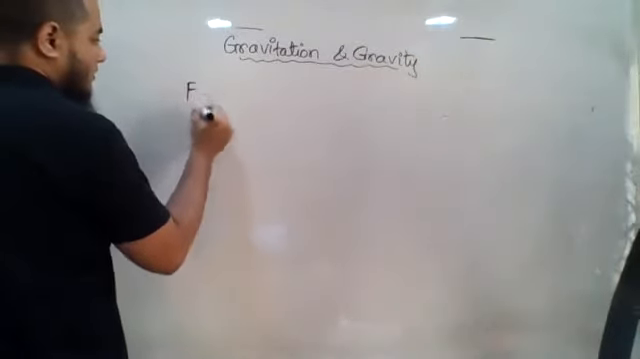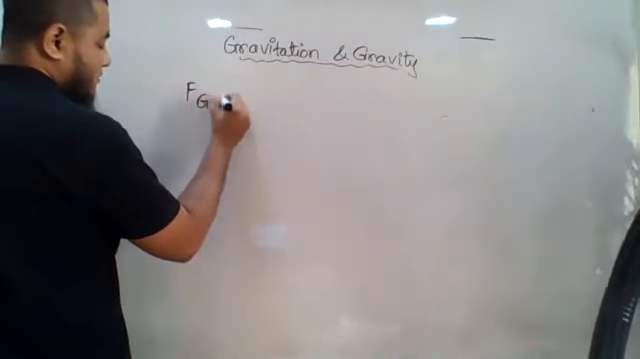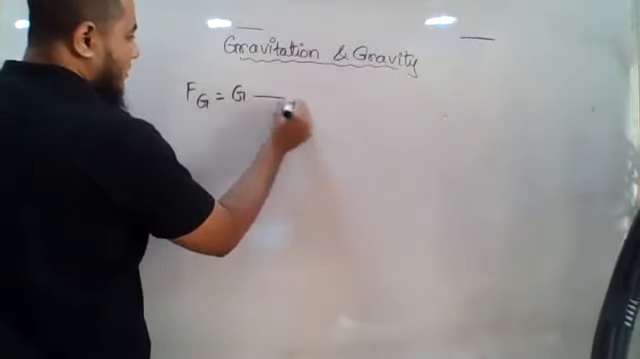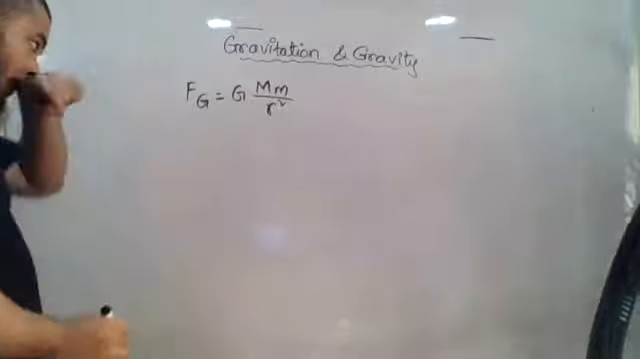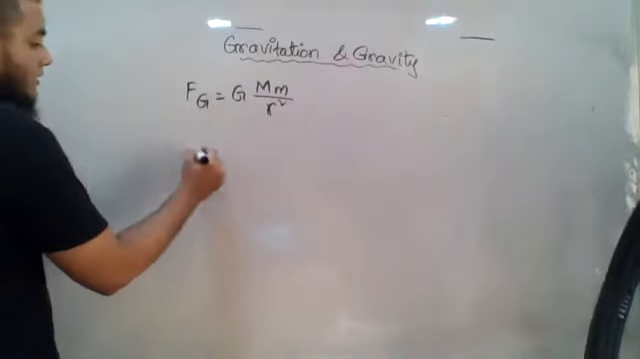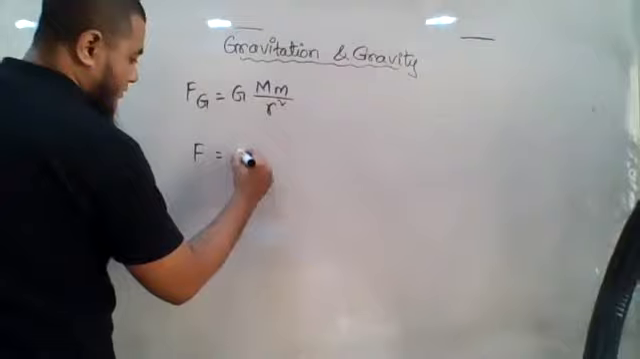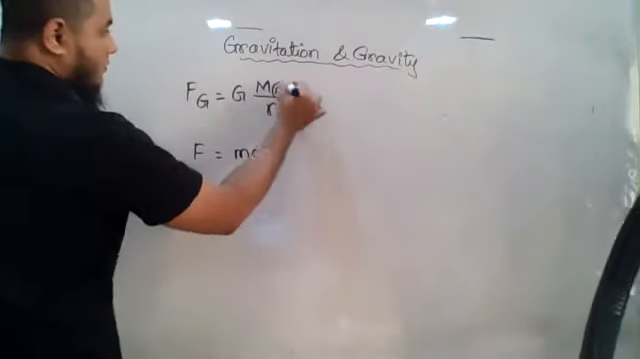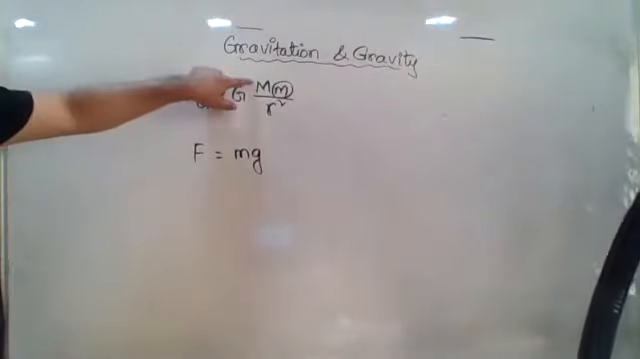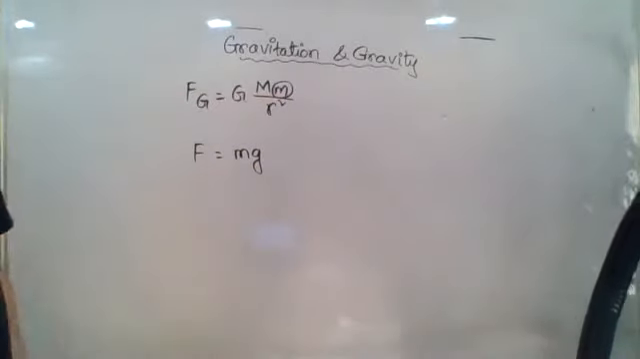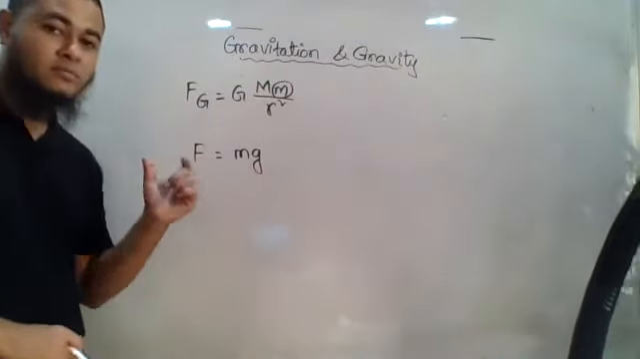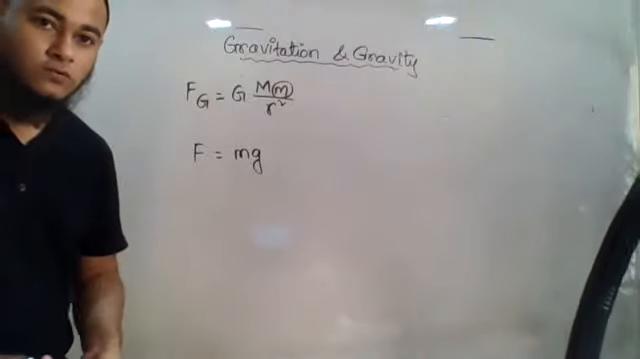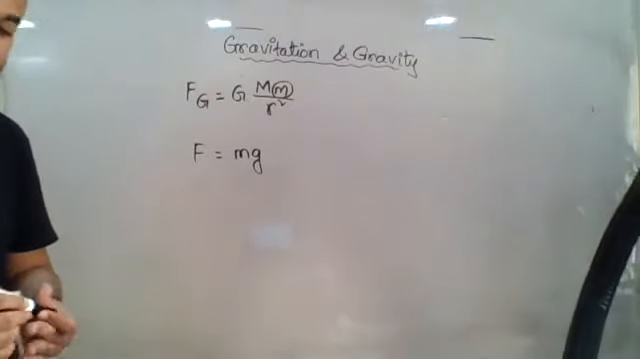We know that the force of gravitation is GMm by r square, and our weight is mg. M is the mass of Earth, and Earth is attracting another body of mass small m. That body will have a weight of mg. Why did I represent it by F? Because weight is also a force, the force that is exerted by Earth on us.